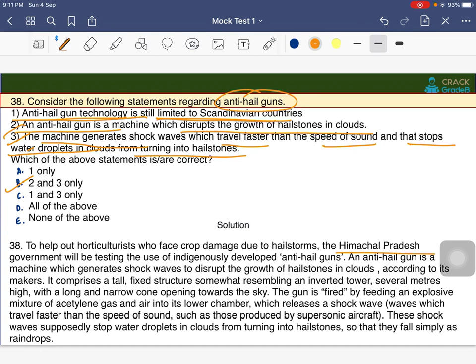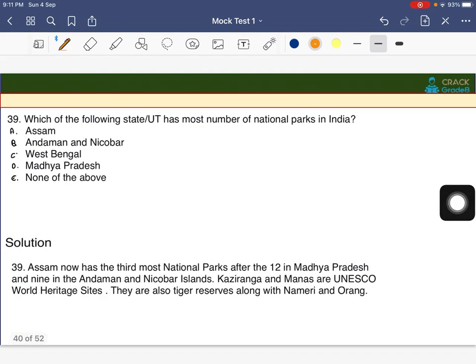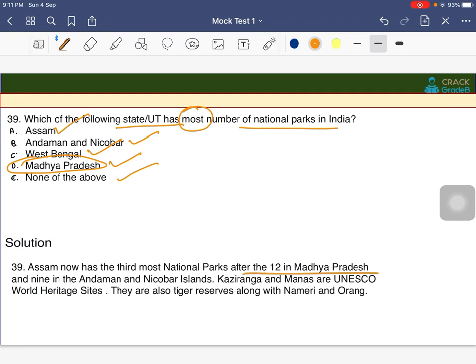Okay, next. Which of the following states or UTs has the most national parks in India? Is it Assam, Andaman Nicobar, West Bengal, Madhya Pradesh, or none of these? The answer is D, Madhya Pradesh, having the most national parks in India because it is area-wise a big state. Around 12 national parks are present there, and 9 in Andaman Nicobar.